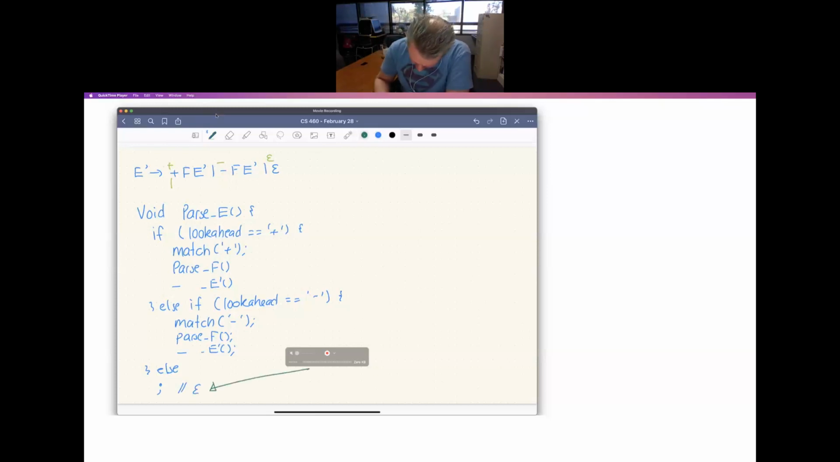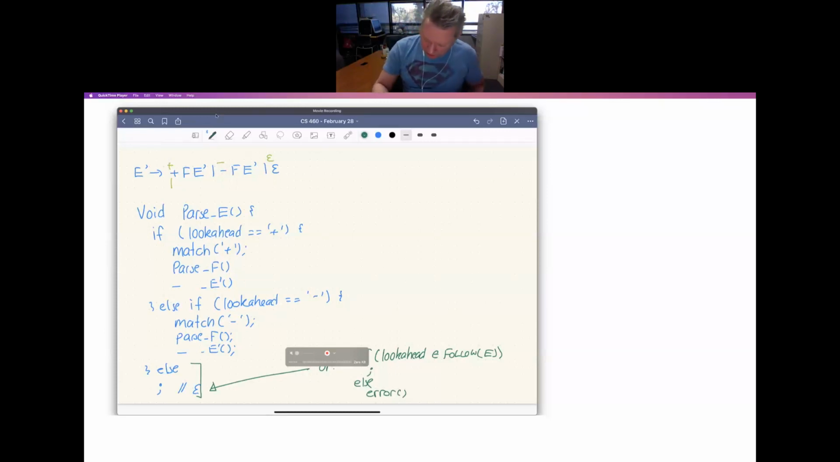We said, or we could say, for this entire thing here, if the look ahead is in the follow of E. So in other words, can the next thing on the input follow E? Because if it can't follow E, then it couldn't be derived the way it is. So if the look ahead is in follow E, then we're okay with an epsilon, else error, right? Do you remember this? These are the two options we have for handling epsilon transitions in a recursive descent parser.